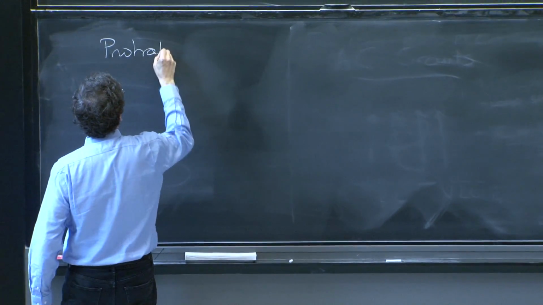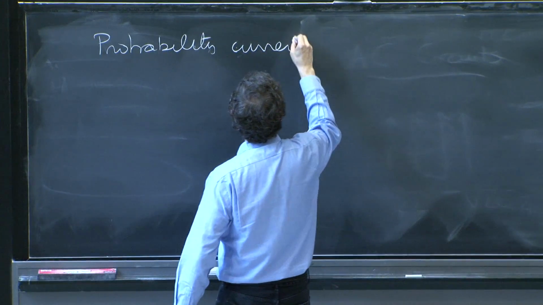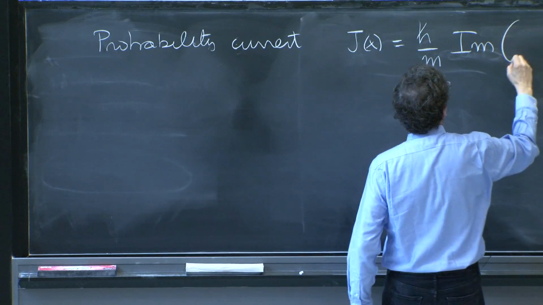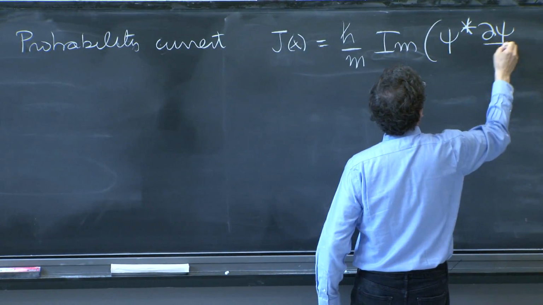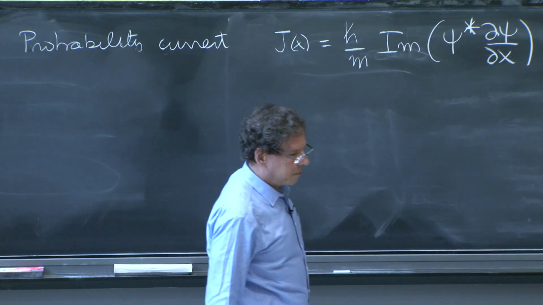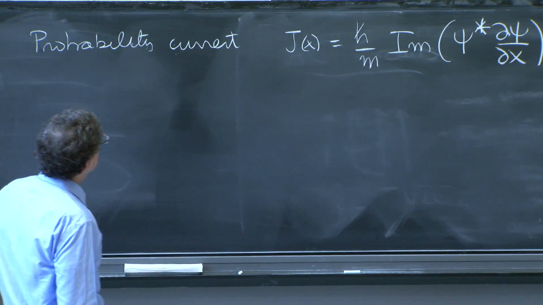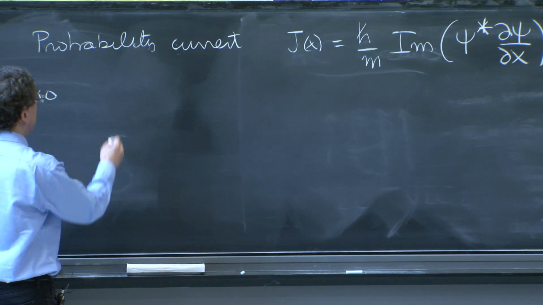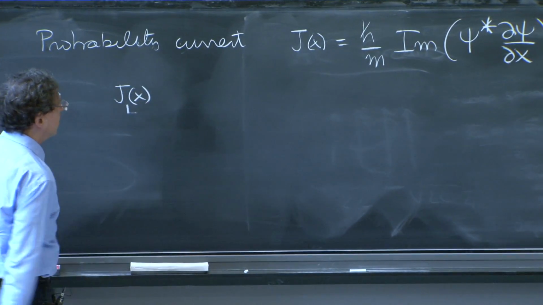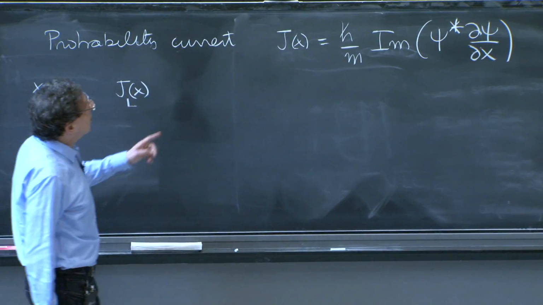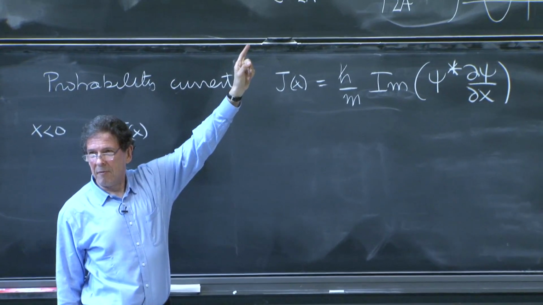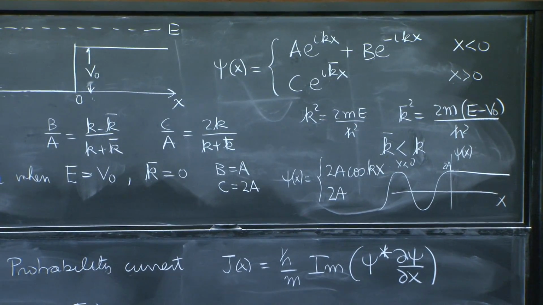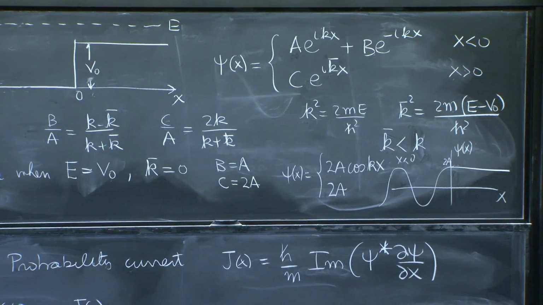So probability current was J of x, which was h bar over m, imaginary part of psi star d psi dx. So let's compute the probability current. Let's compute for x less than 0. What is the probability current? J of x, we can call it the probability current on the left side. I would have to substitute the value of the wave function for x less than 0, which is the top line there, into this formula and see what is the current. In fact, I believe you've done that in an exercise some time ago.